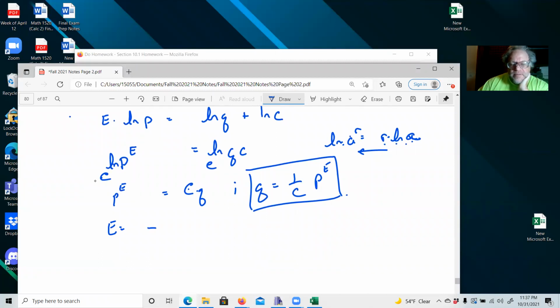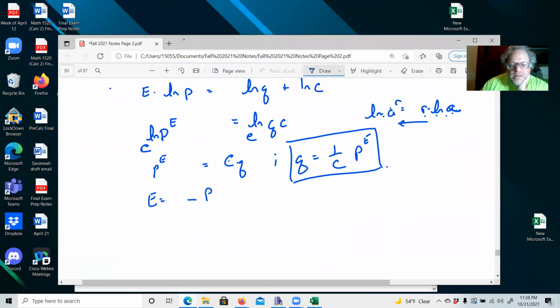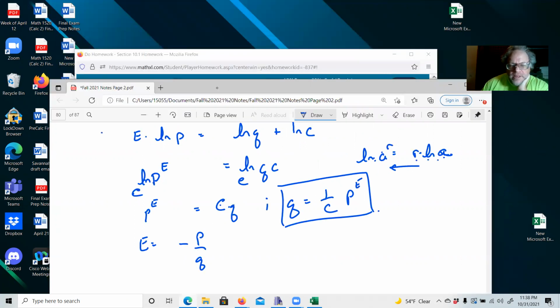E is equal to negative P over Q, dQ dP. So we're going to say something like this is E over P dP is equal to negative 1 over Q dQ.